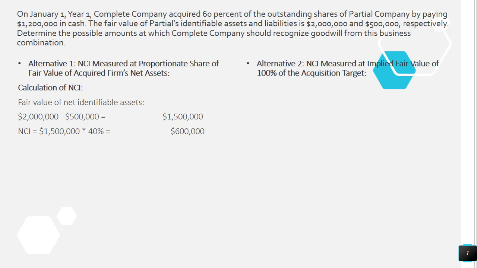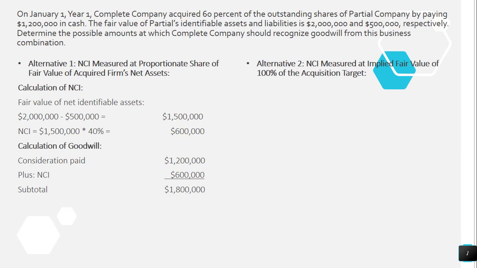So to calculate the goodwill under alternative 1, we start off with the consideration that was paid by Complete Company, which was $1.2 million. That was what was paid to acquire 60% of the outstanding shares of Partial Company. Then we're going to add the non-controlling interest that we just calculated of $600,000 to get a subtotal, which is the sum of the consideration paid and the non-controlling interest. So that's, again, $1.8 million. Then we subtract the fair value of the net identifiable assets of $1.5 million to obtain goodwill of $300,000.